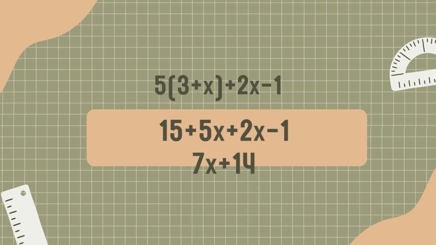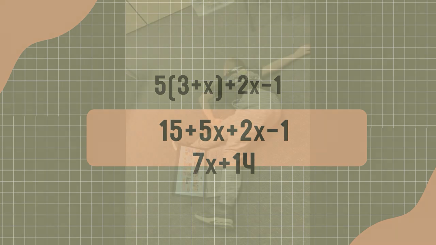Bring down the rest of the equation because there is nothing to solve here. The problem should now read 15 plus 5x plus 2x minus 1. Remember, we combine the numbers and variables first. 5x plus 2x equals 7x. 15 minus 1 equals 14. The final expression should read 7x plus 14.